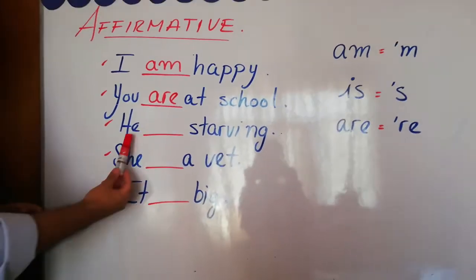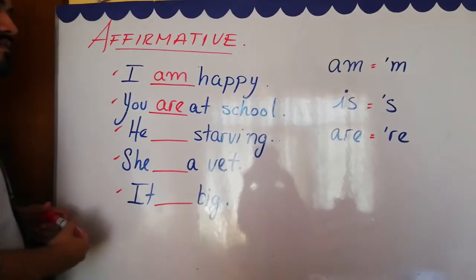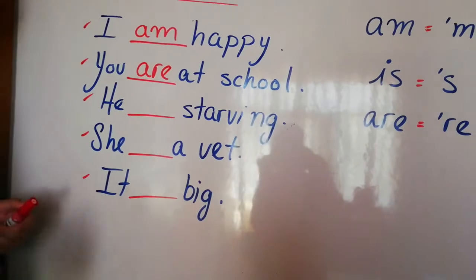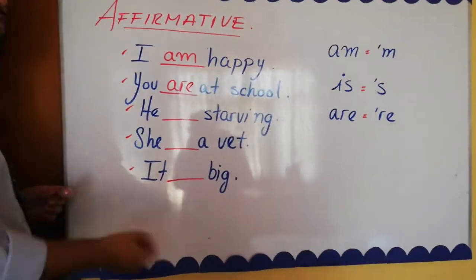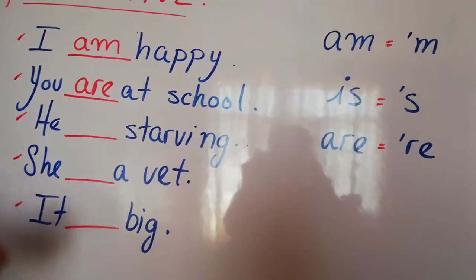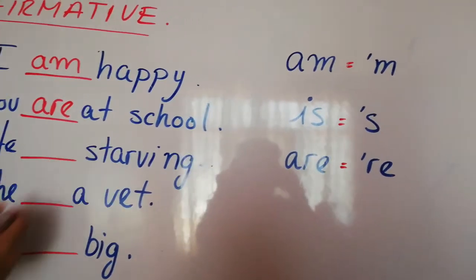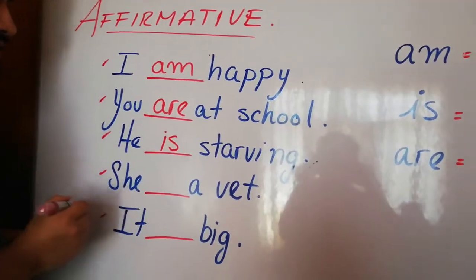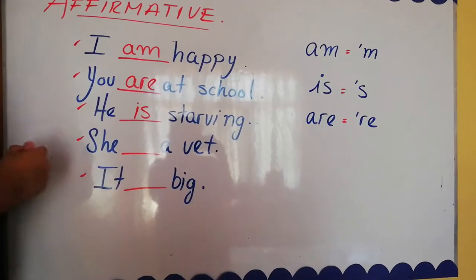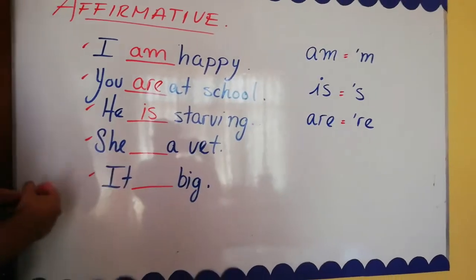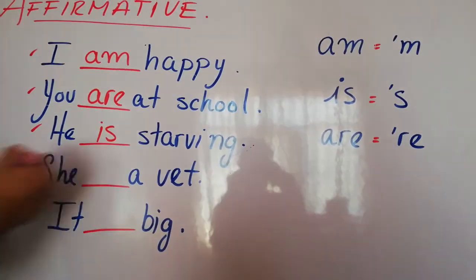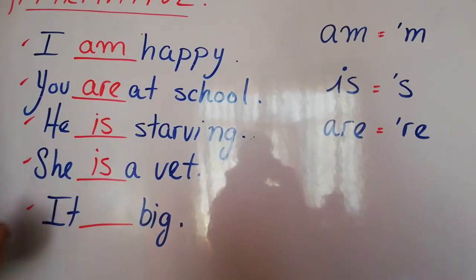Now, he is starving. Starving means when you have a lot of hunger. Okay, when you need food, a lot of food. So he is starving. What is gonna be the correct verb be? Yes, it's gonna be is. Why is? Because he is the third person. Okay? So he is starving. Now here we have she a vet. The correct verb be is gonna be is.